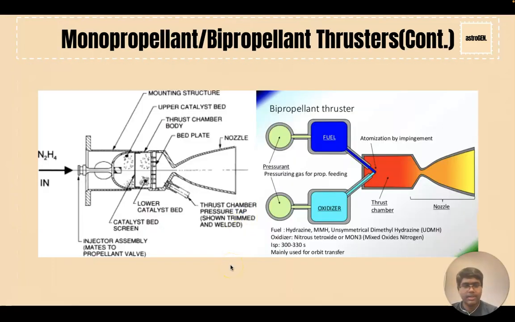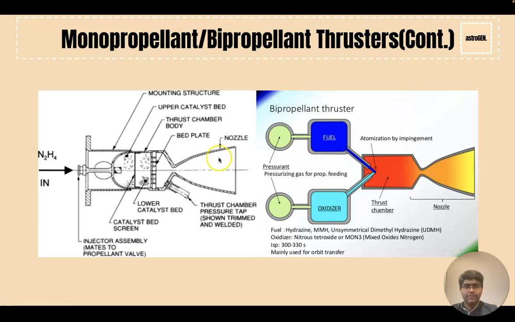All right, looking at this, here on the right we have another model of a bipropellant thruster, just to make it easier to see. We have two pressurants, which are usually going to be helium. We have a fuel and an oxidizer, and these are going to react together in a combustion chamber and be expelled out of a nozzle.